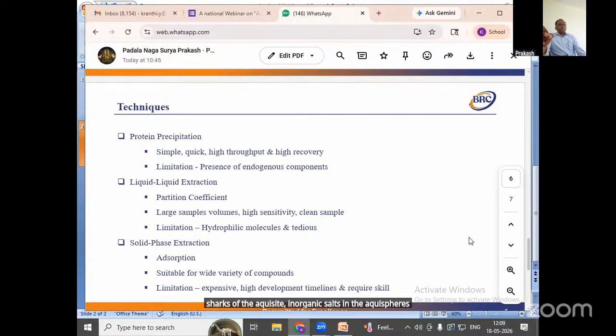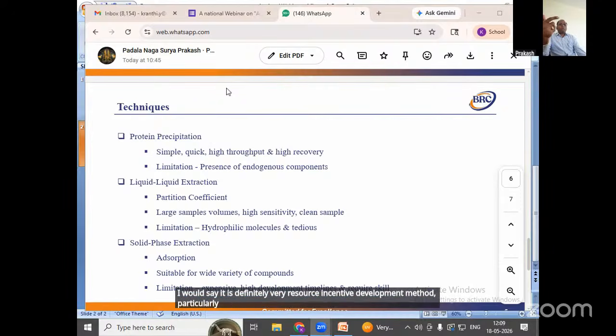But there is one major limitation for this technique. It cannot be used for compounds which are more hydrophilic in nature, which are more polar in nature. It is possible with the selection of certain chromatographic columns, but I would say it is definitely very resource intensive to develop a method, particularly using LLE, for a hydrophilic or polar molecule.